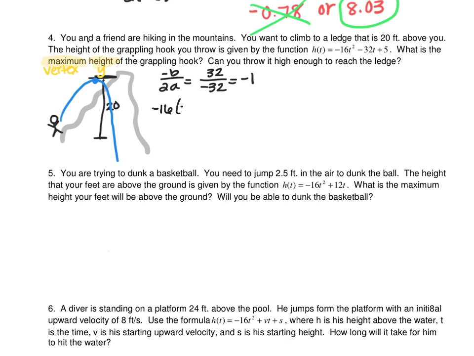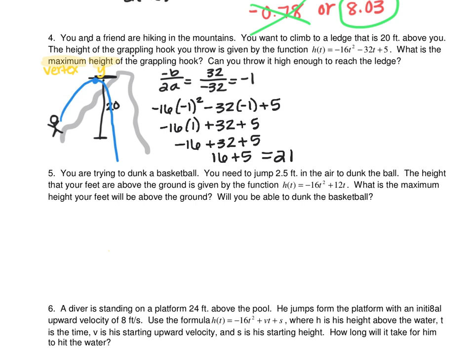Negative 16 times negative 1 squared minus 32 times negative 1 plus 5. So that's negative 16 times 1 plus 32 plus 5. And that's 16 plus 5, which is 21 feet. So the maximum is 21 feet. Well, it's only required to get to 20 feet. So since 21 is greater than 20, the answer would be yes, I will be able to throw it high enough to reach the ledge.